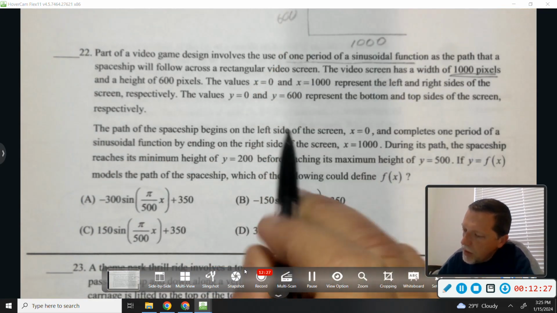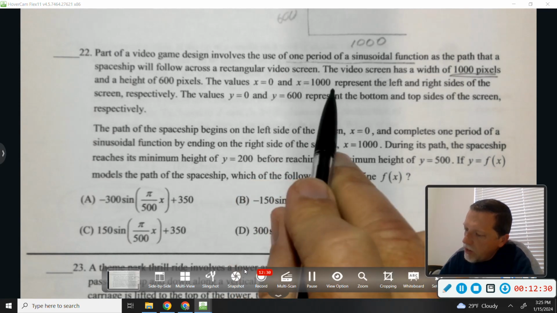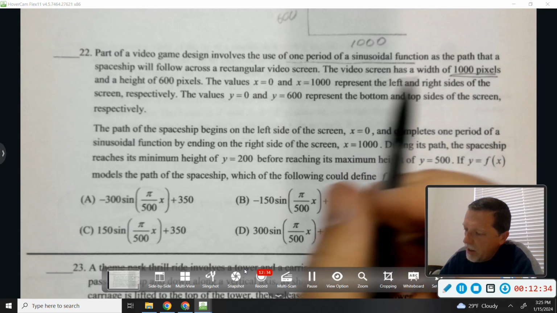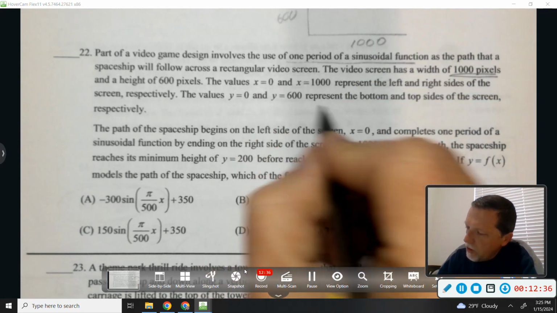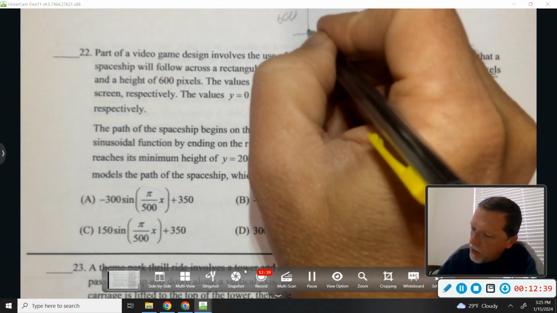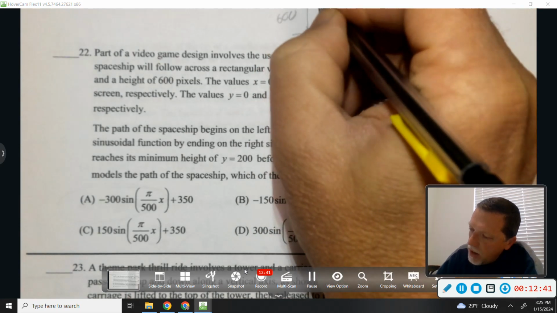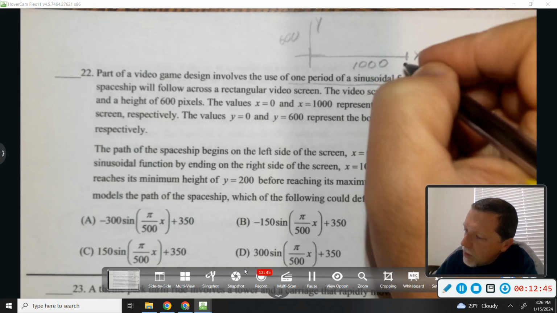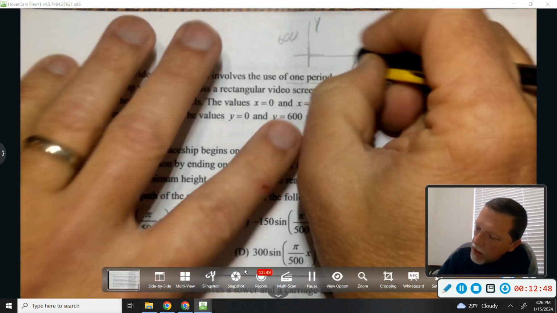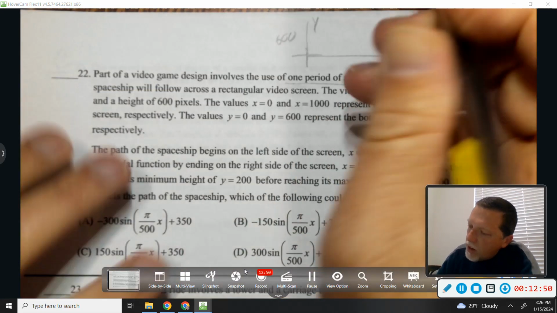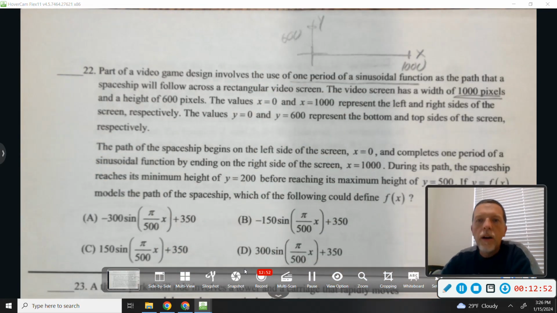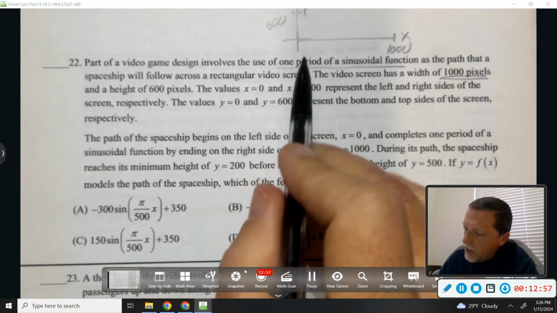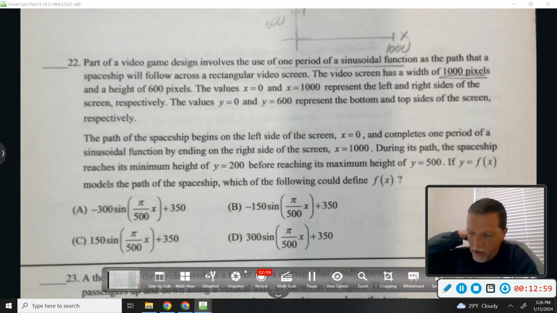The values x equals 0 and x equals 1,000 represent the left and right sides of the screen, respectively. 0 to 600 represents the bottom and top. So that's our XY plane there, where it goes out to 1,000 and up to 600. Okay, so 0 to 600 on the Y, 0 to 1,000 on the X.